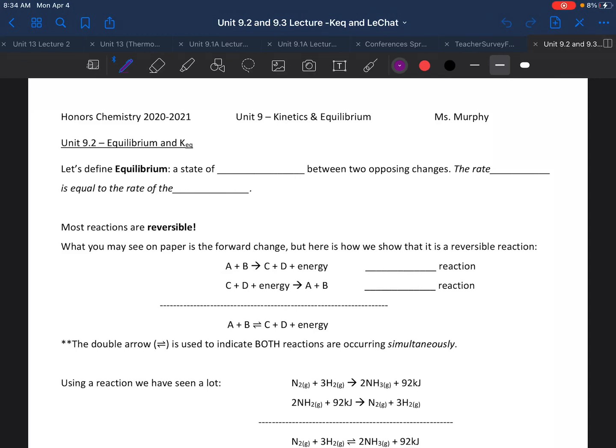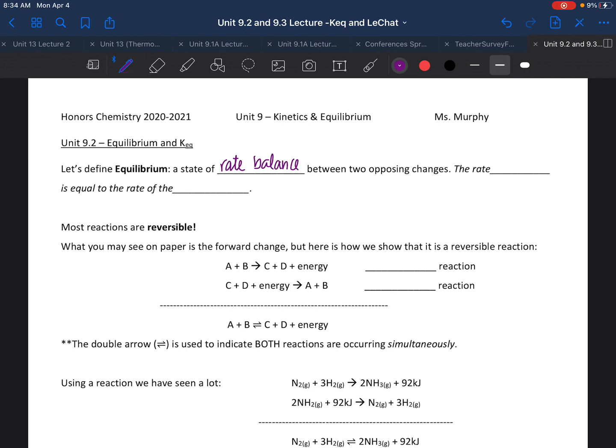Hi guys, so we're going to talk about equilibrium and the equilibrium constant, KEQ, today. So first we have to define equilibrium. And so equilibrium is a state of rate balance between two opposing changes. And so we've talked about forward and reverse reactions, and that's what equilibrium is referring to.